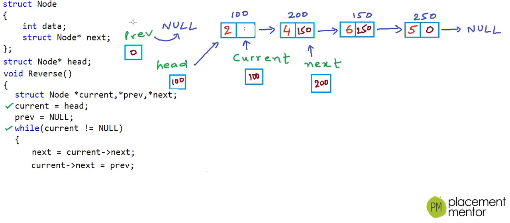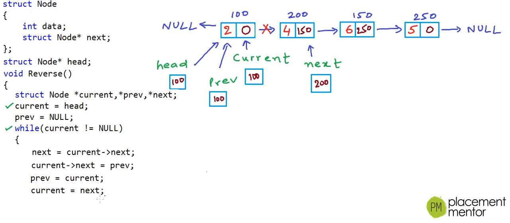So when we write the address 0 here initially, we will break this link and create this link. We will not lose the information about the next node. Now we can redefine our previous and current. So we will first move previous to current, and then we will move current to next.